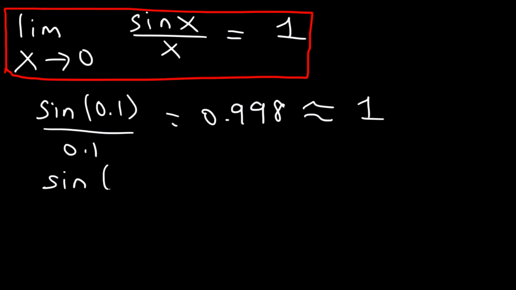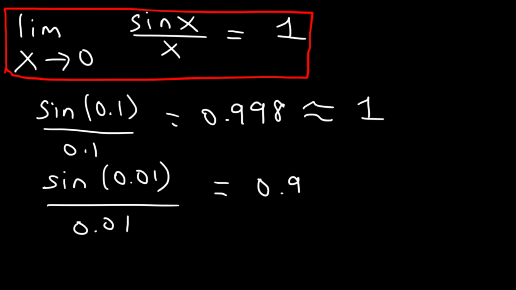Now let's try 0.01. Let's see what's going to happen. So this is going to be 0.99998, which is even closer to 1. So we know that this equation holds true.